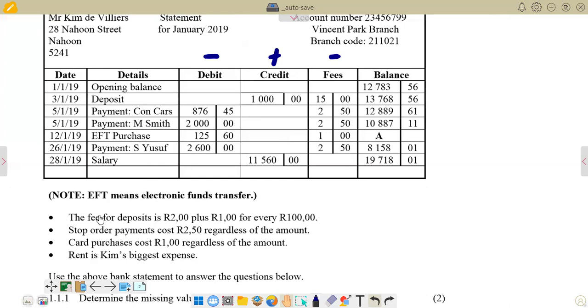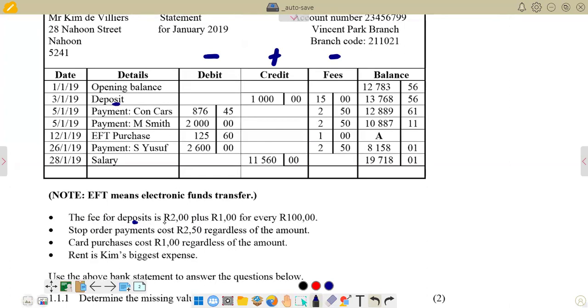We see that the first point is explaining about deposit. It's saying the fee for deposit is 2 rand plus 1 rand for every 100 rands. So what does it mean? It means this 2 rand is fixed. It applies to any amount that will be having as a deposit. So remember, this explanation is only explaining on deposit, and this first part that we have there is also a deposit.